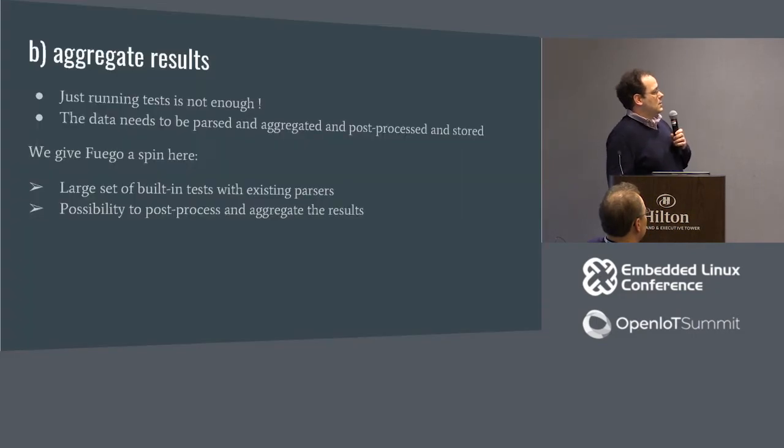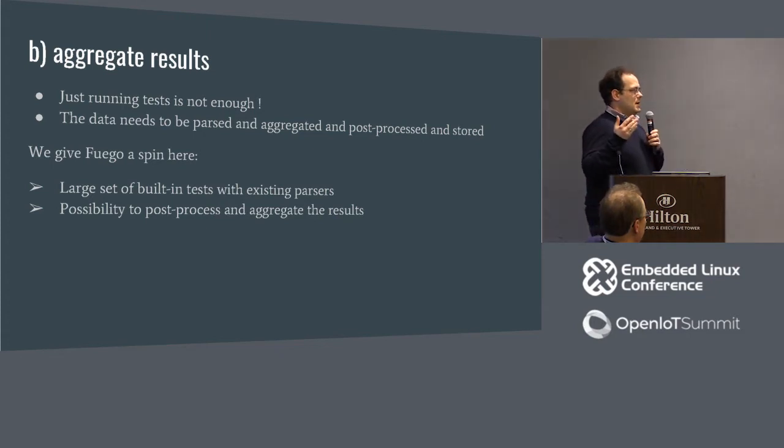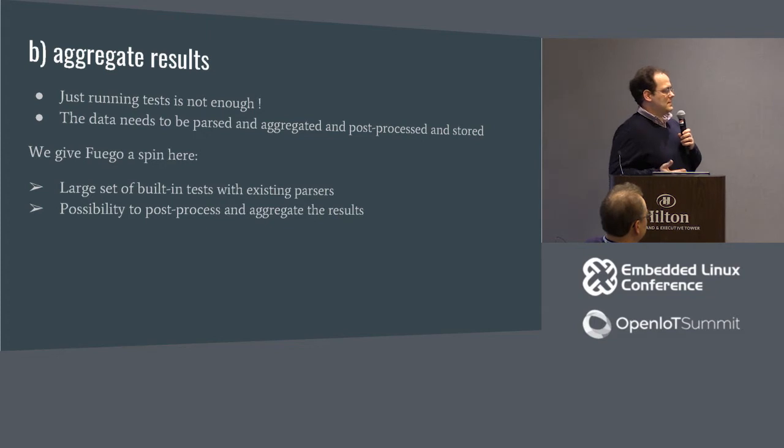We are looking into Fuego here because it has the ready-made tests and it can post-process the results. And we have those existing tests with existing parsers and we can post-process and generate reports. Basically, we have the whole machinery in place that Jenkins provides here. So how to mesh that up?